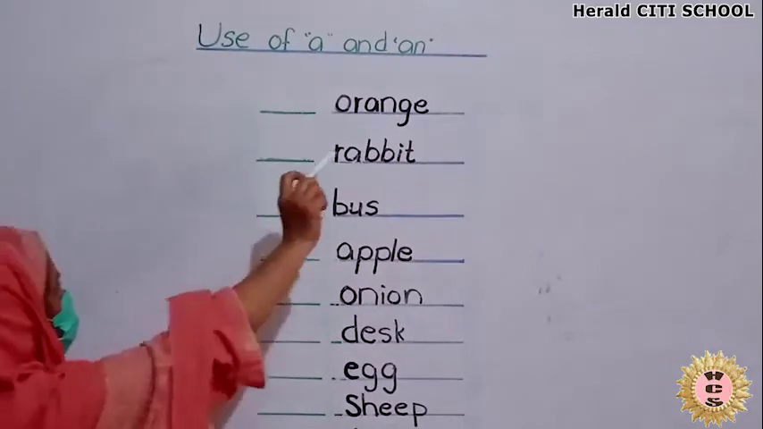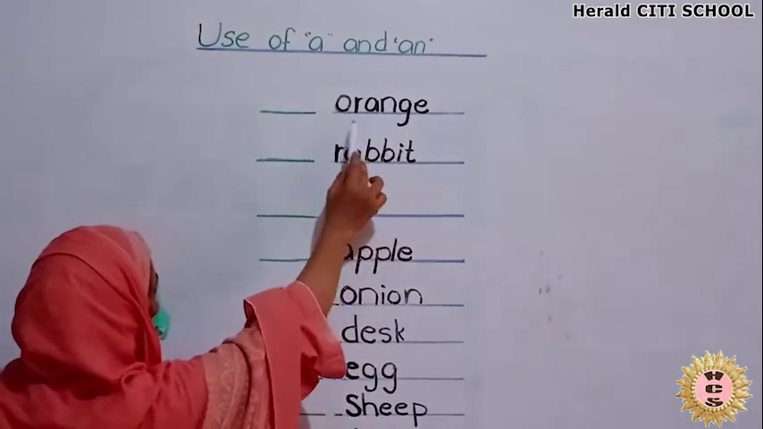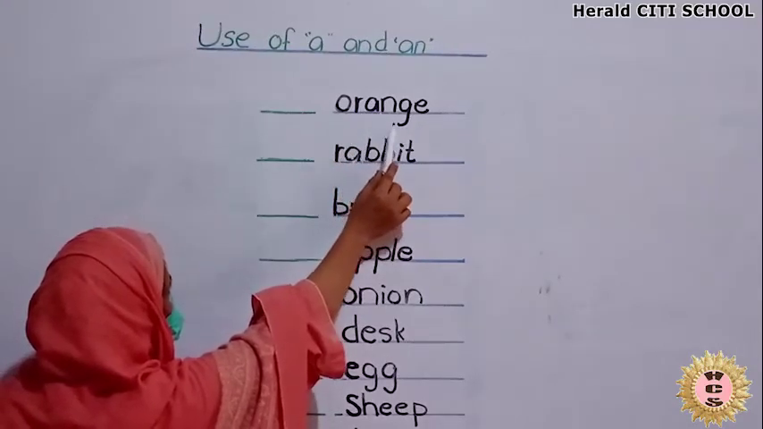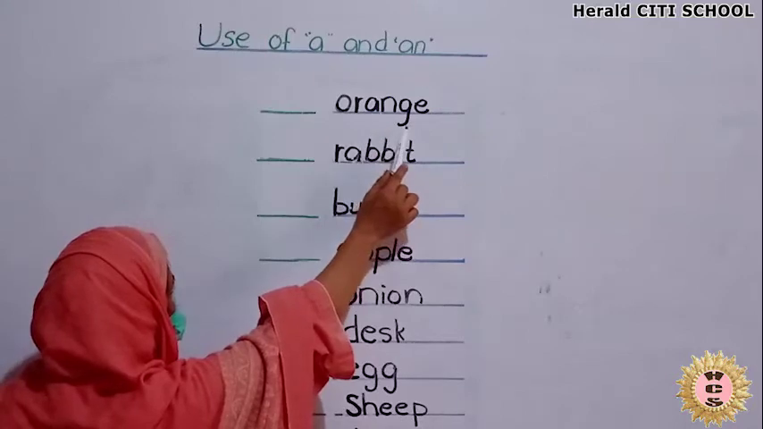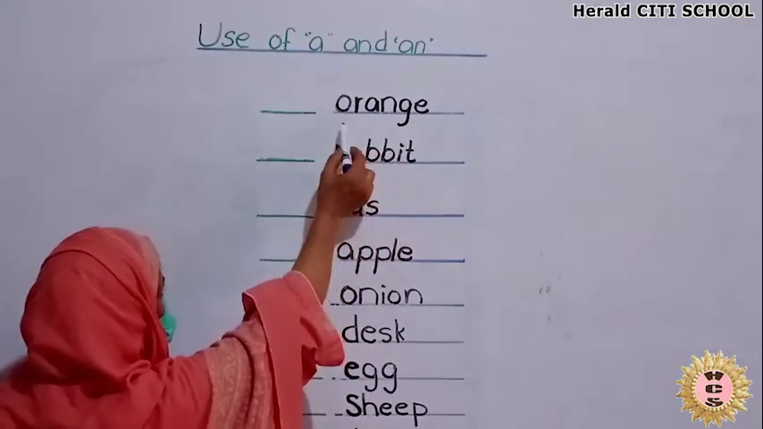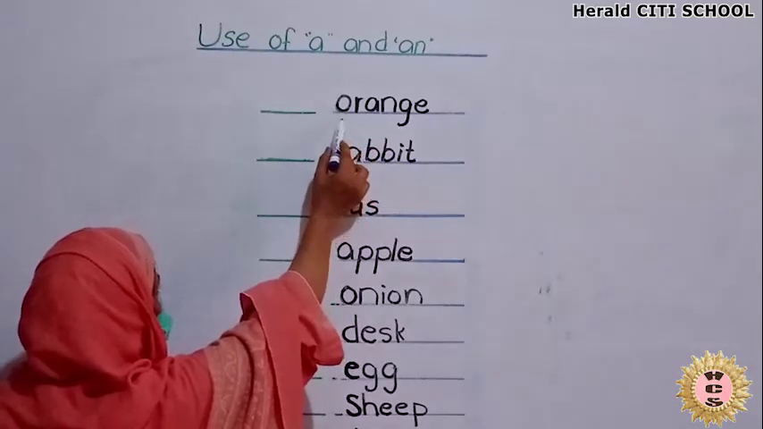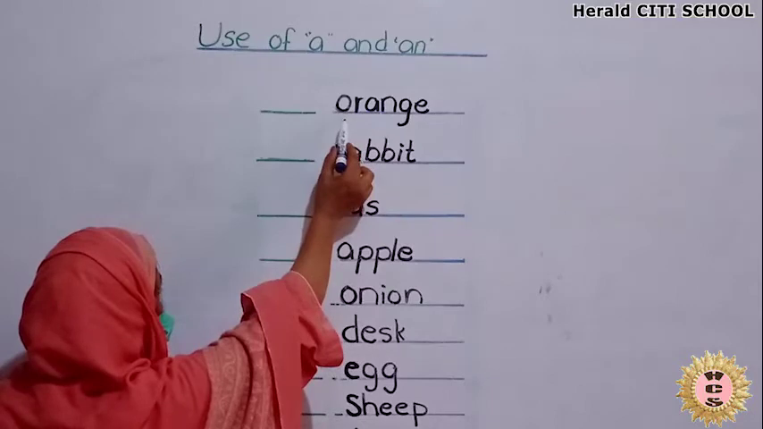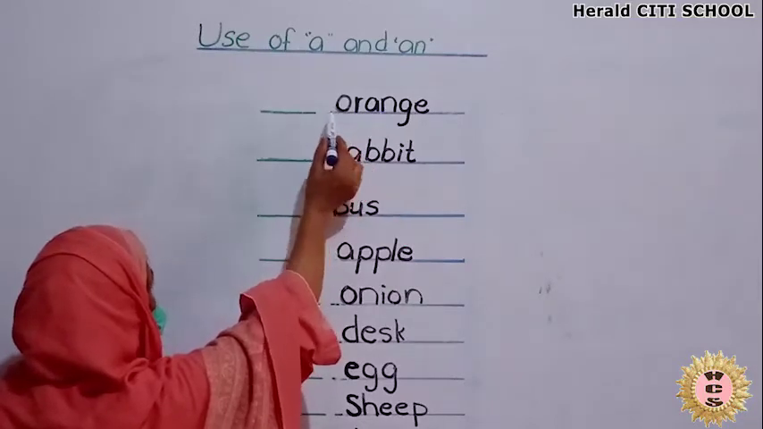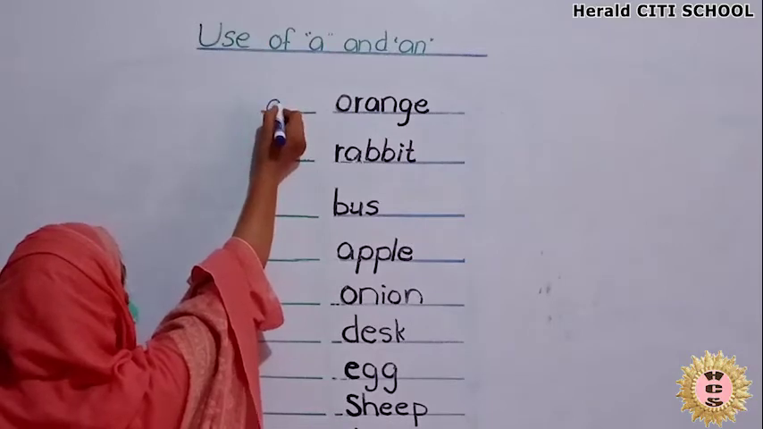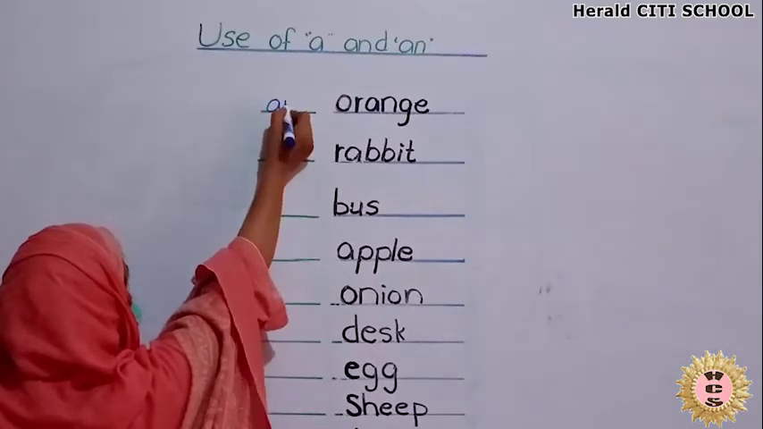Children, this is orange. O-R-A-N-G-E. Orange. Which letter does it start with? The orange starts with O. Is this a vowel or consonant? Yes, this is a vowel. So we will write here AN.